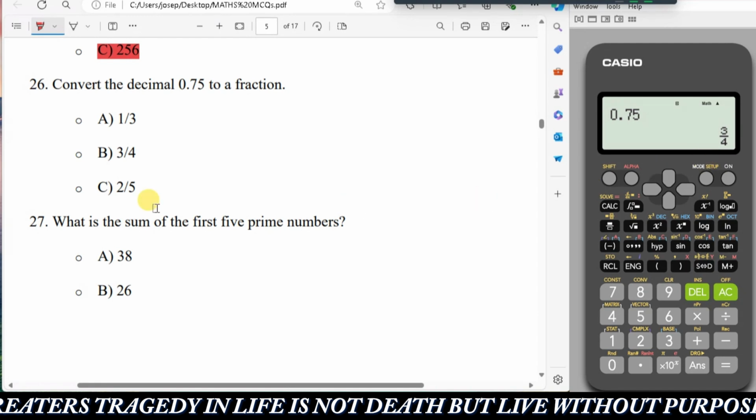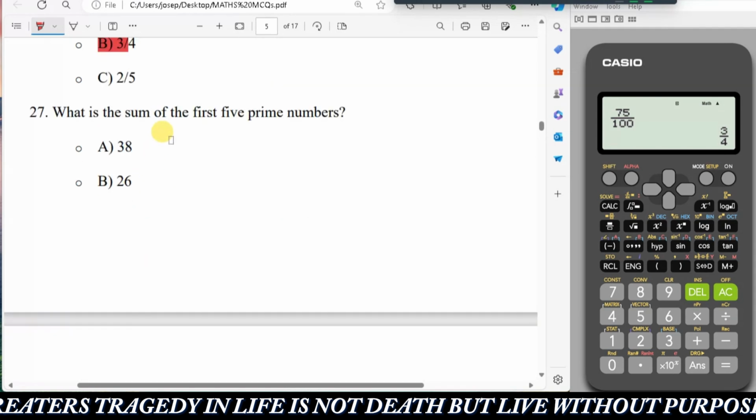So 3 over 4. Another way, when you are converting a decimal to a fraction, you divide through by 100, because of the number of digits after the decimal point. We have 7, 5, those are the digits there. So 75 over 100. Pick 75 divided by 100, and that is still giving you the same thing. It's as simple as that. So the correct answer here is B.